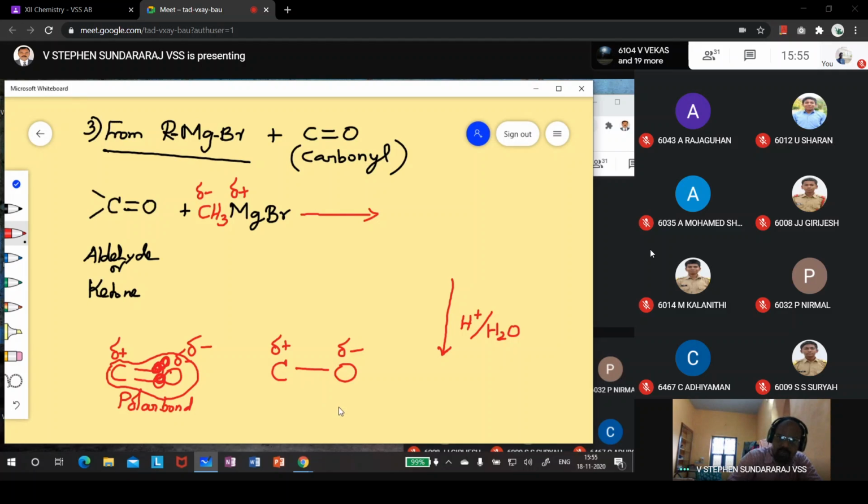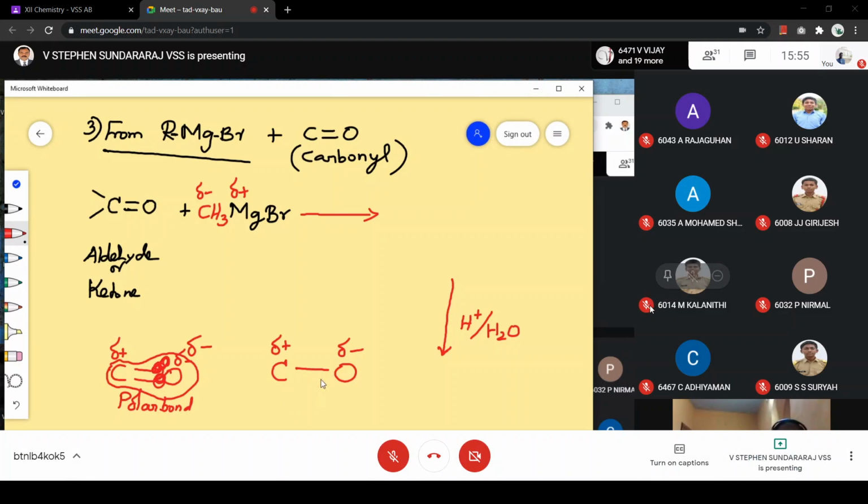So who will attack here? Tell me, who will attack here? The double bond I am not showing because something is going to be added. The positive charge will be attacked by whom? That is R, or CH3. And here what will come? Mg, Mg attached with the Br.